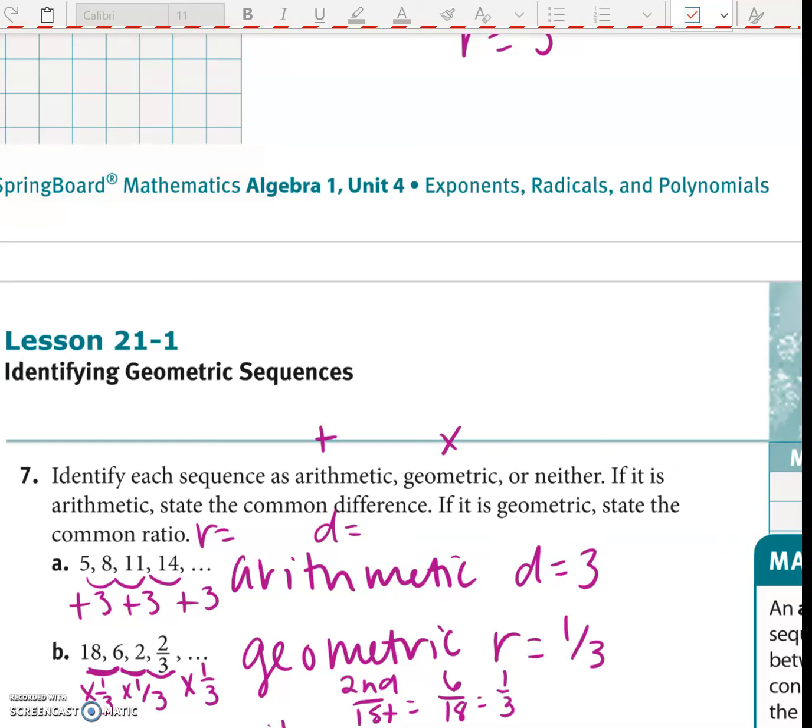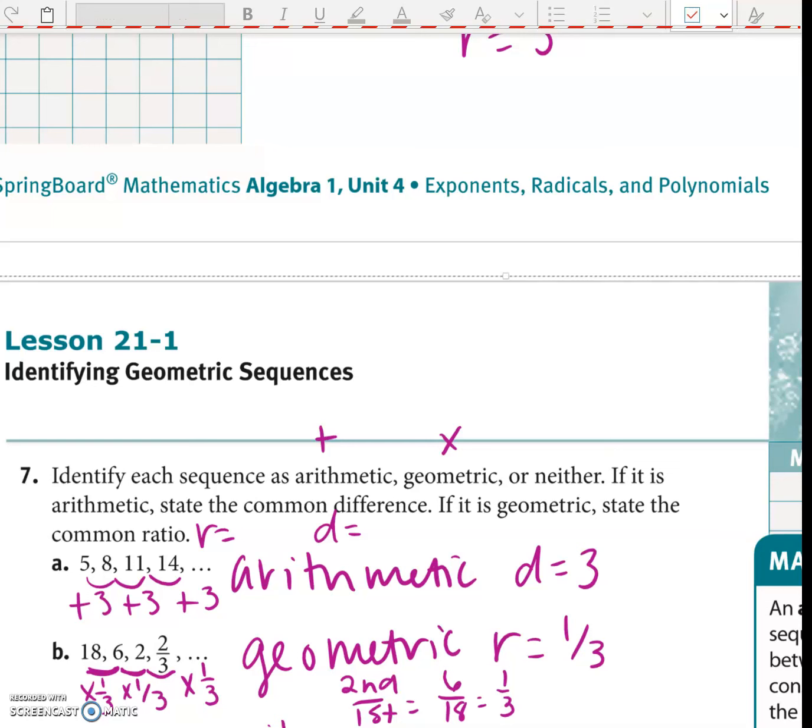If you look at D and E, one thing you'll notice is that you have negative and positive numbers that are alternating. That is usually a good sign that it's probably going to be geometric. That's usually not going to be arithmetic, because it would either stay positive or stay negative depending on what your common difference was. So look at geometric first, and if geometric doesn't work out, then it's probably neither.